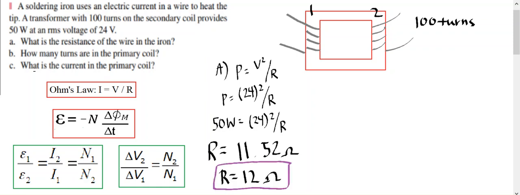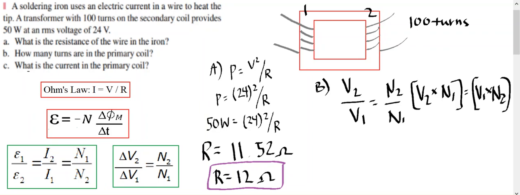Now for part B, it asks us how many turns are in the primary coil. So we need to use one of our ratios. So since we are already given voltage 2, the amount of turns in N2, and we're solving for N1, we will use this second ratio in the second green box. When we multiply that out, we get the following, solving for N1.